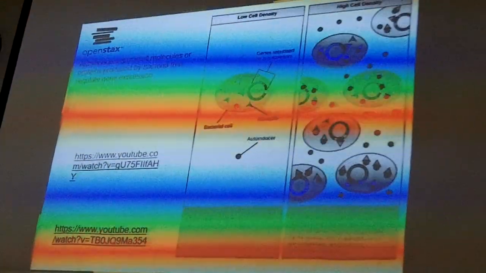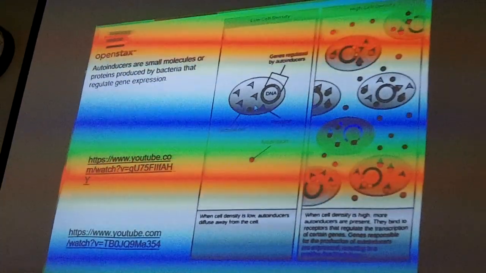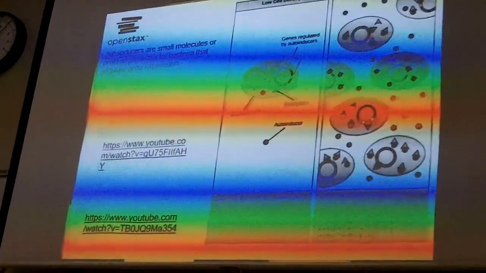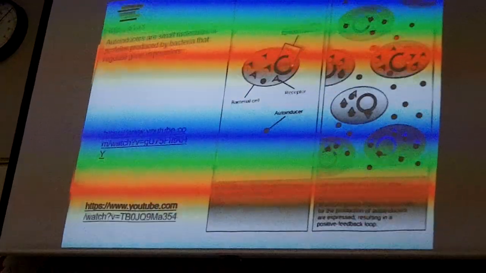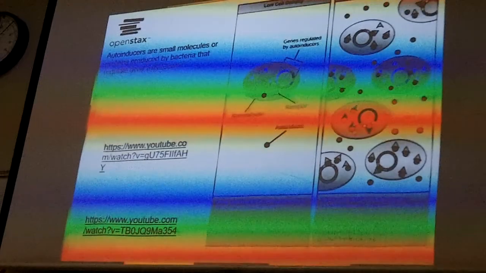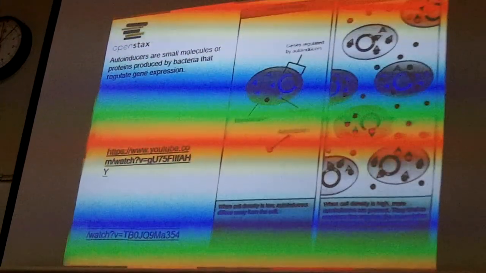Y'all remember autoinducers? I actually talked about them. Autocrine signaling. Y'all remember that? Now, if the cells are low in number, not much is going to happen. Most of these autoinducers are just going to float away. But if the cells are at high density and one cell is releasing autoinducers, it'll get another cell. That cell will capture it, and it causes the cell to make more autoinducers. So it's what we call a positive feedback loop.